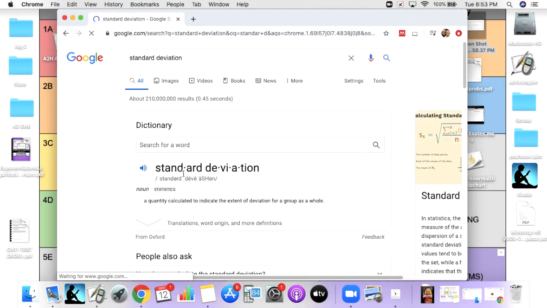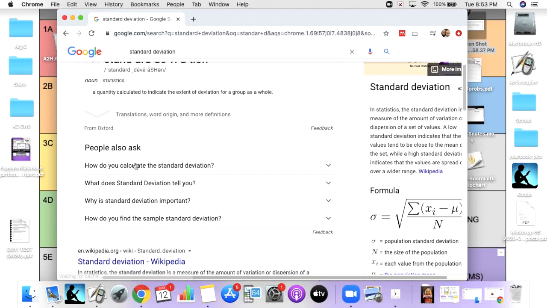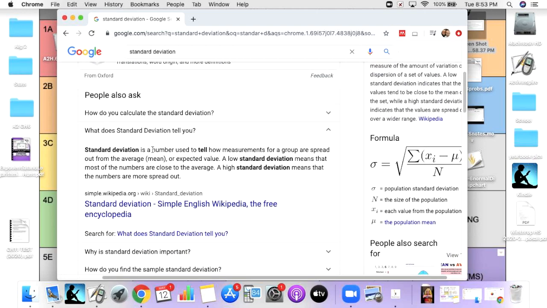So again, we're not going to calculate this. We just want to figure out what it is. So let's look at what standard deviation tells you, and then how you calculate it, just so we have an idea. Standard deviation is a number that is used to tell how measurements for a group are spread out from the average or the expected value.